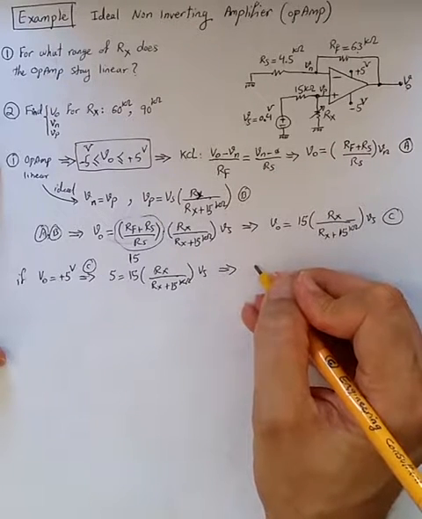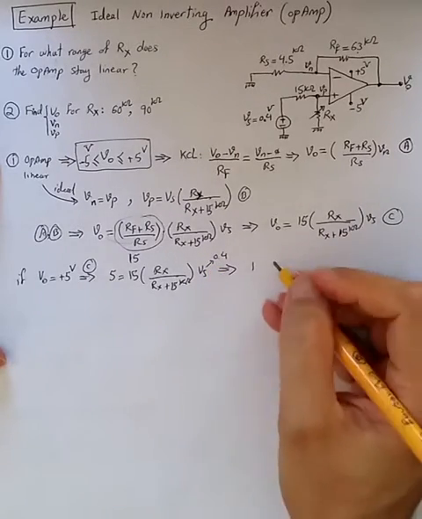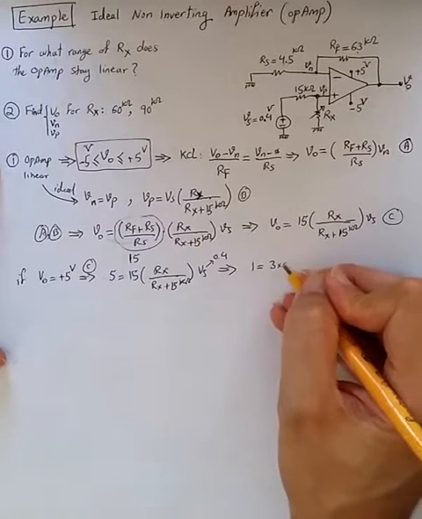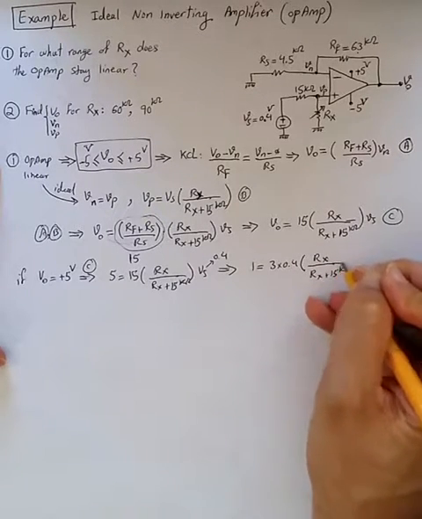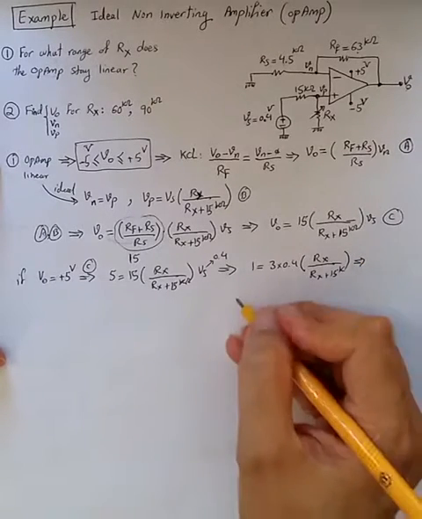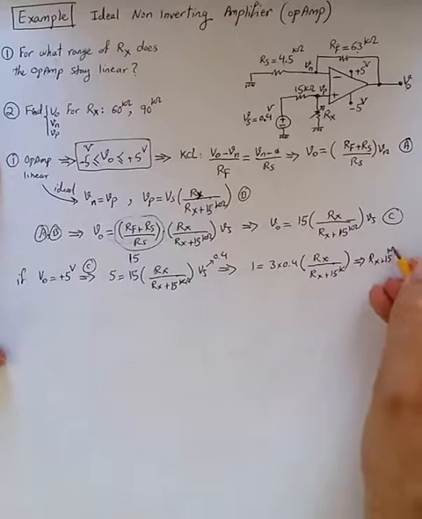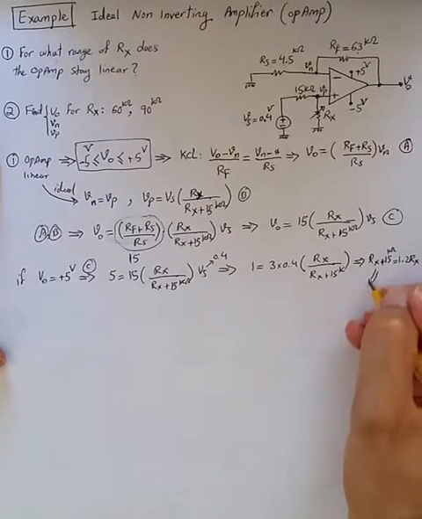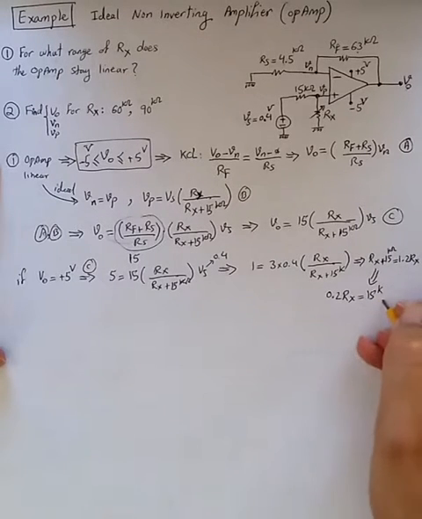And Vs is 0.4, by the way, so we can say 1 is equal to 3 times 0.4 times Rx divided by Rx plus 15, and from this we can say Rx plus 15k is equal to 1.2 Rx, which means 0.2 Rx is 15k, which means Rx is 75 kilo ohm.